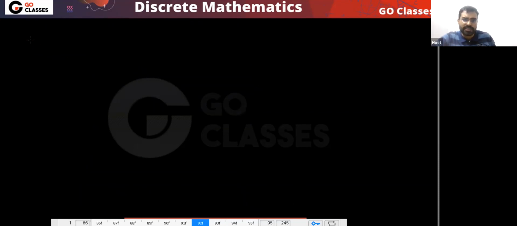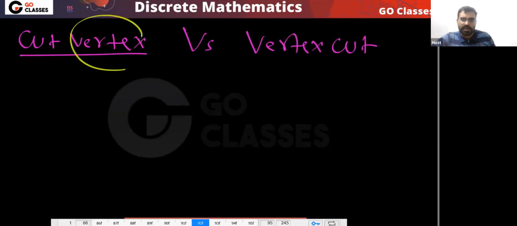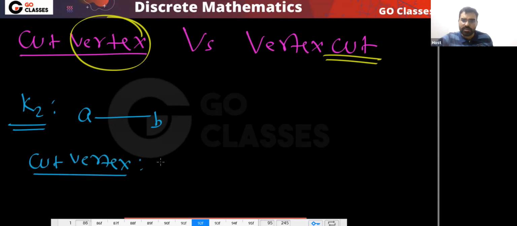Tell me one more thing. Please understand the difference between cut vertex and vertex cut. Here the focus is on the vertex. Here the focus is on the set. If I give you this graph K2, do we have a cut vertex? Do we have an articulation point? No, it does not exist, because an articulation point must increase the number of components.